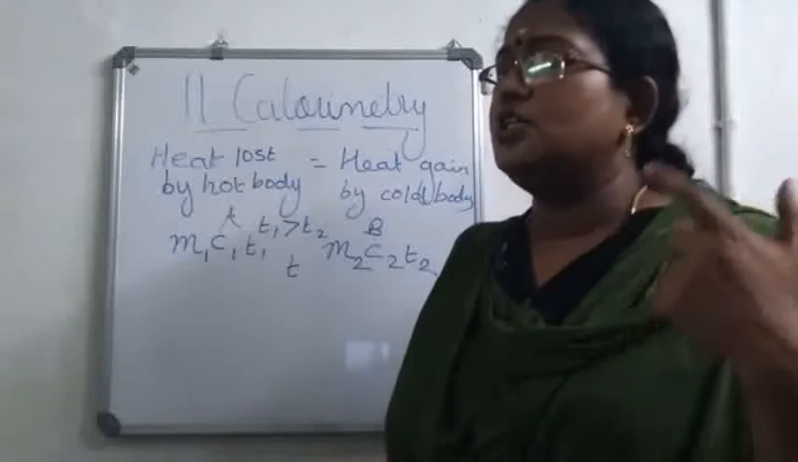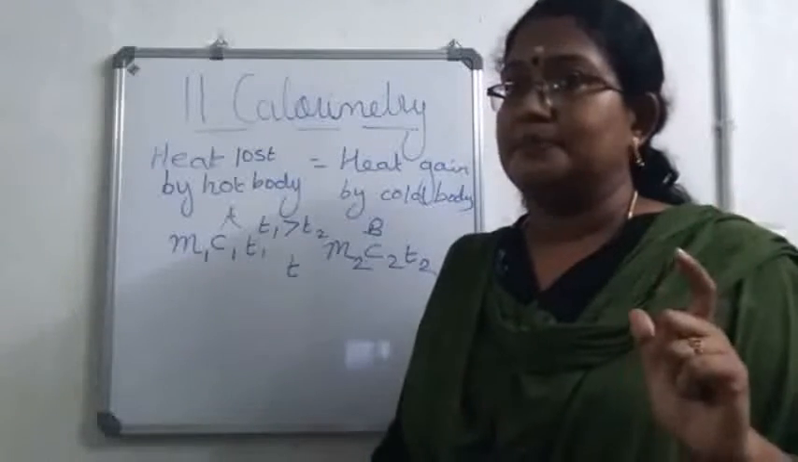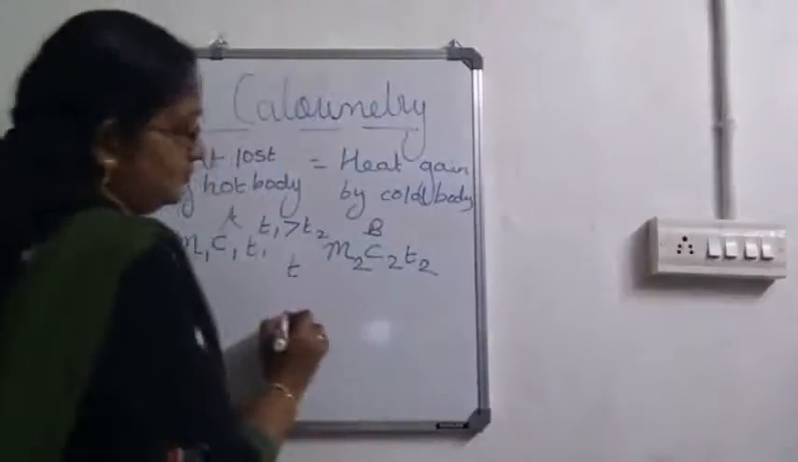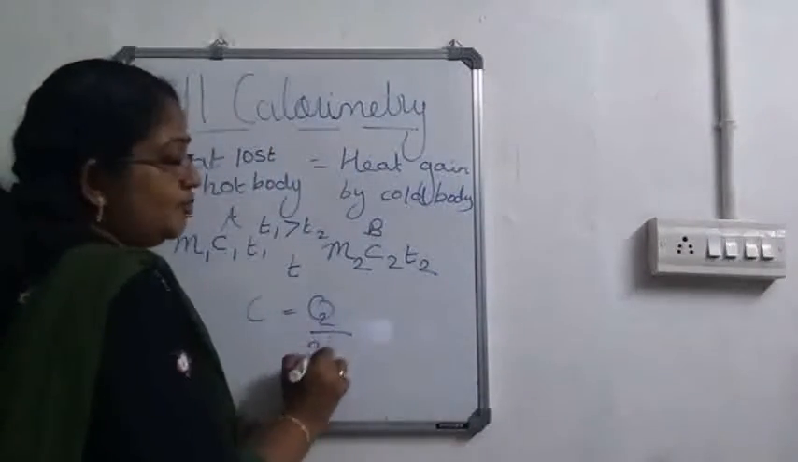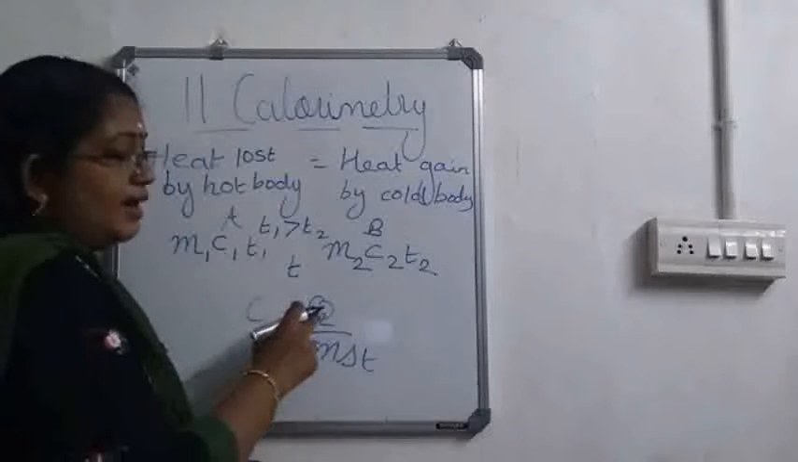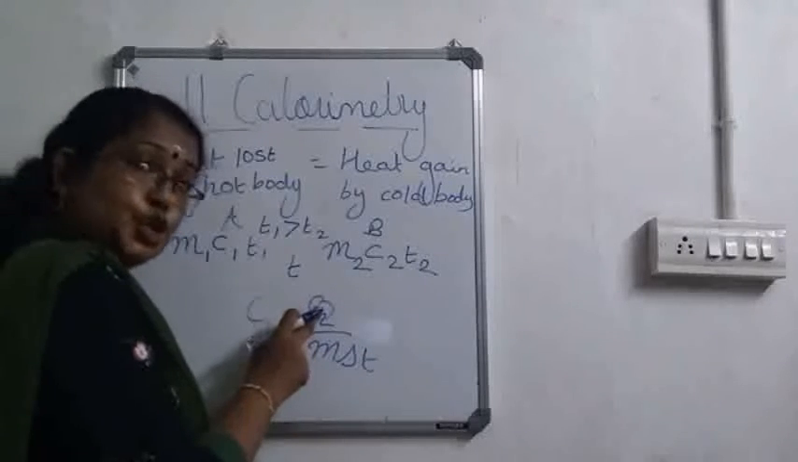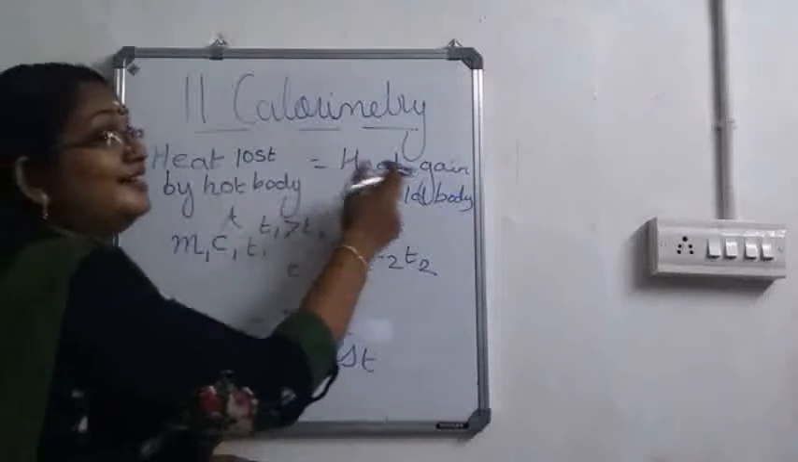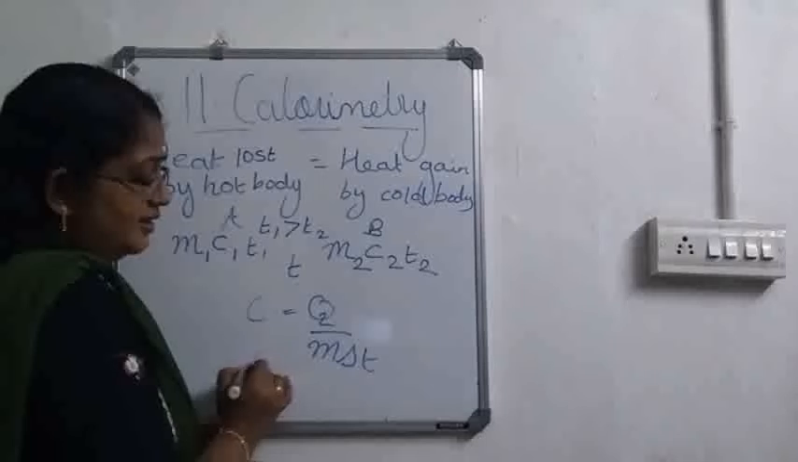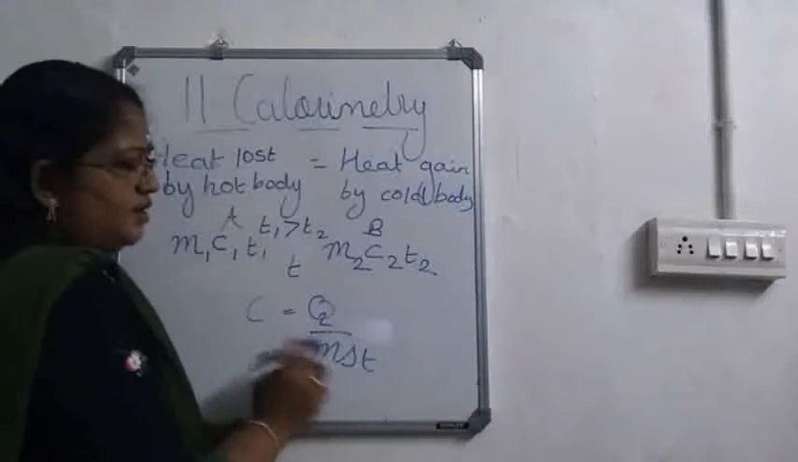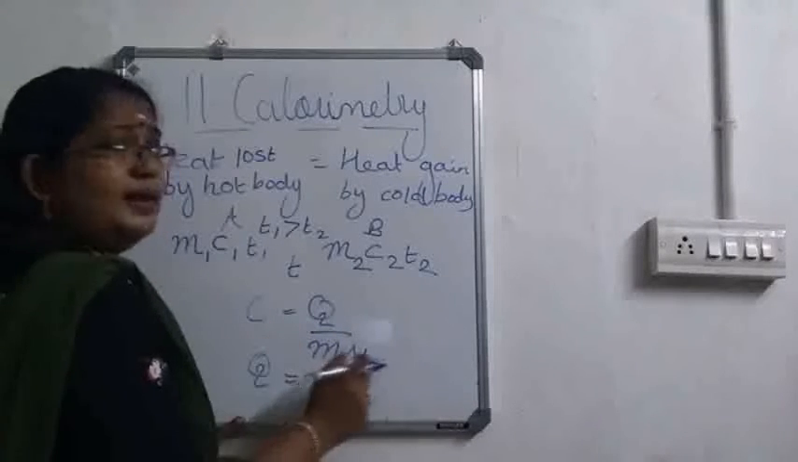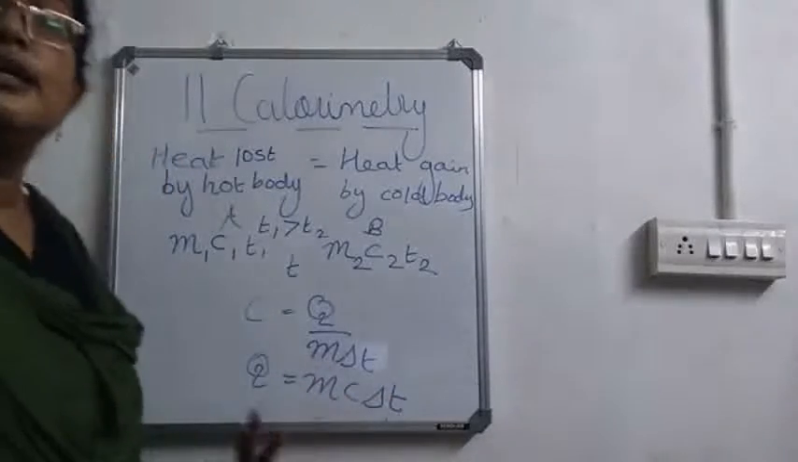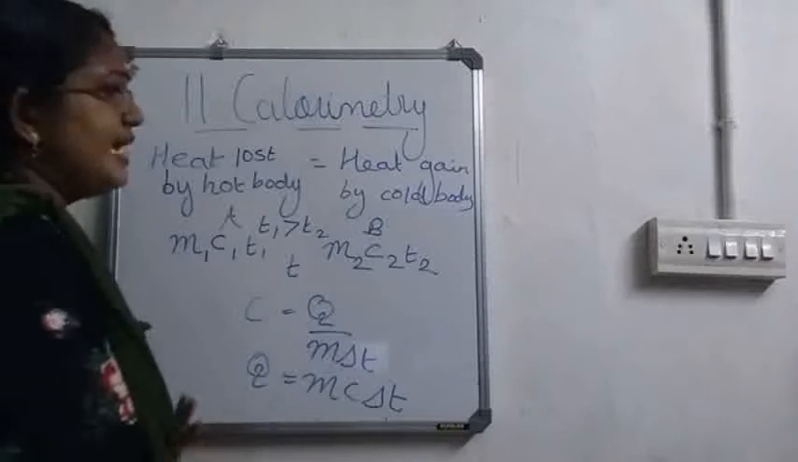What was the equation to calculate specific heat capacity? C is equal to Q by M delta T. Now I am going to write this equation in terms of Q, because here we need the equation in terms of Q. Heat loss is ours and heat gain is ours. So we need the equation in terms of Q. So what is the equation for Q? Q is equal to C into M delta T, or you can write MC delta T. So the equation for heat is MC delta T.